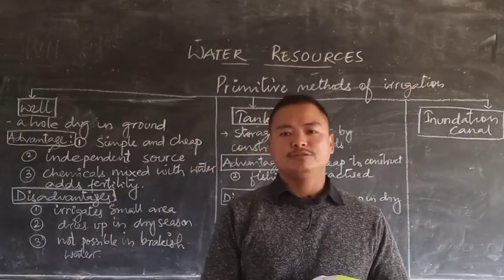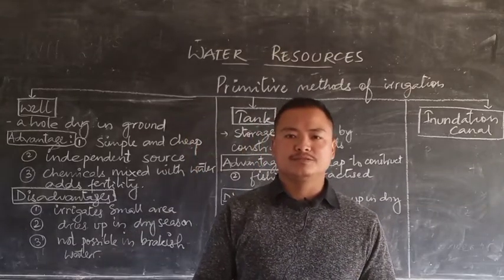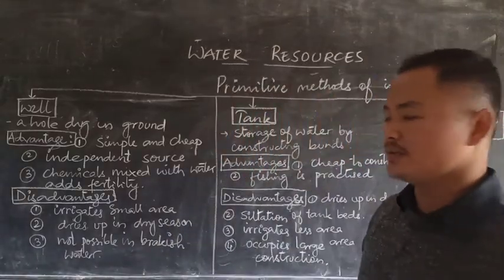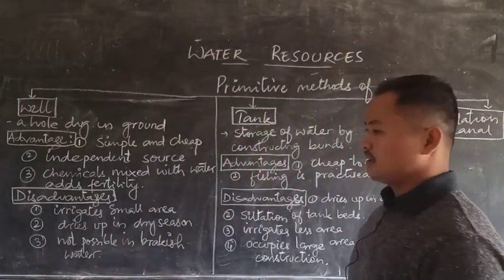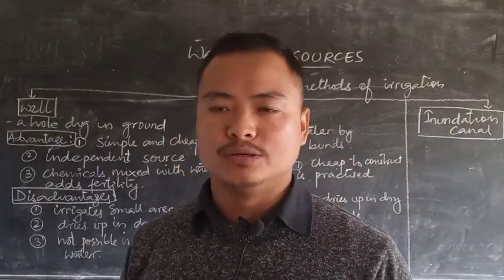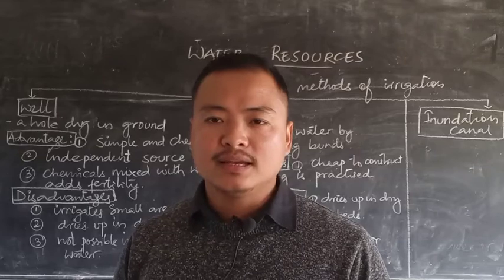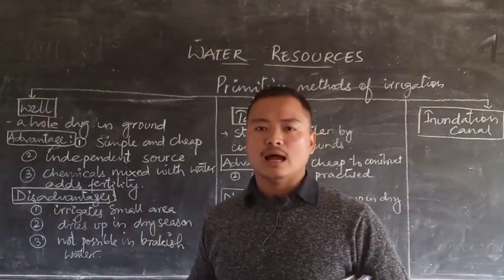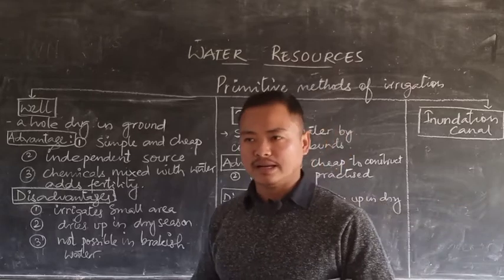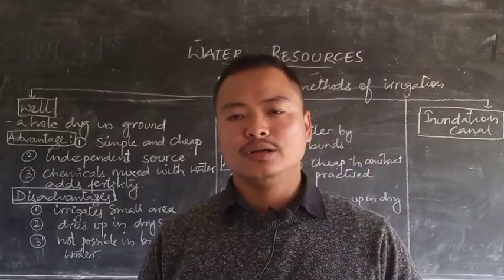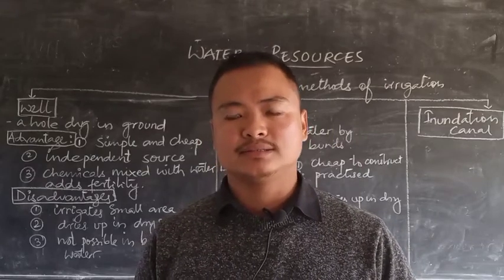The second form of primitive methods of irrigation practice in India is tank irrigation. If you say tank irrigation, it is one better method of storing water. So we see that the water which goes uncultivated during the rainy season is very well stored in the tanks.